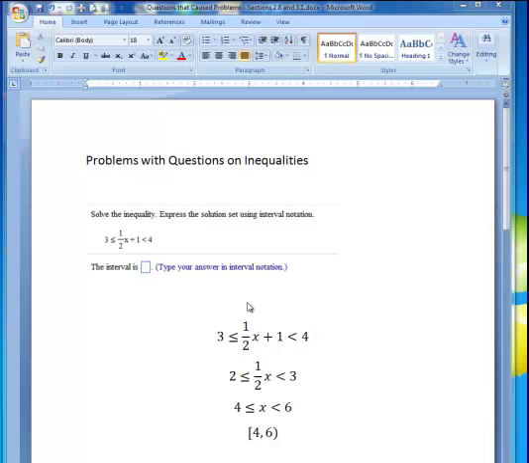We have a left side, a right side, and an inside. So whatever we do to one side, we've got to do to the other two. So we want to get the variable in the middle by itself. So I'm going to start by subtracting 1 from every side.